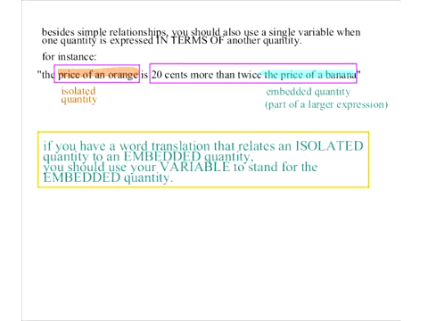So X is price of banana. Because then the equation just tells you what it is. It's 20 cents more than twice the price. So that's 2x plus 20. If you try X for the price of an orange, then you're going to have a hard time doing the price of a banana without having another variable. Let me type that out for you guys. If you try X equals price of orange, then you'll need a second variable for the price of the banana.